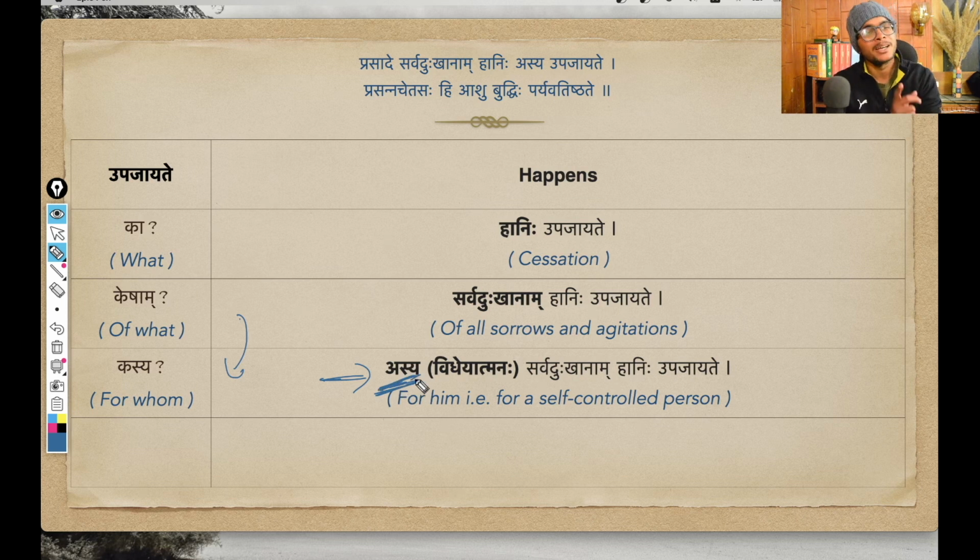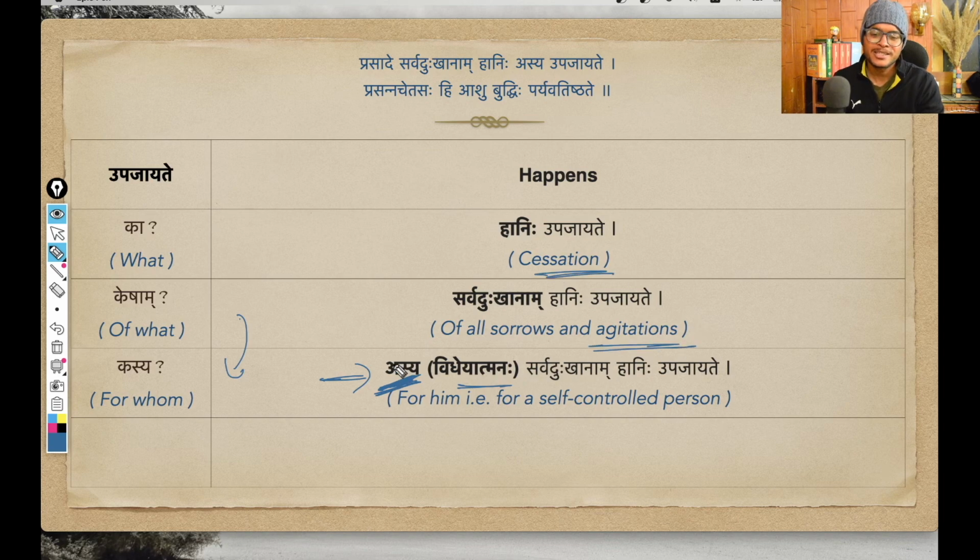But keeping in mind the previous shloka, because this is a follow-up of that shloka only. In the previous shloka, Krishna was talking about this vidheya atma. Basically, he's talking about the same sthita prajna person, a person of steady wisdom. In the previous shloka, he used vidheya atma as the word. So we are basically saying vidheya atmanaha, that for a self-controlled person only, cessation of all sorrows and agitations happens.